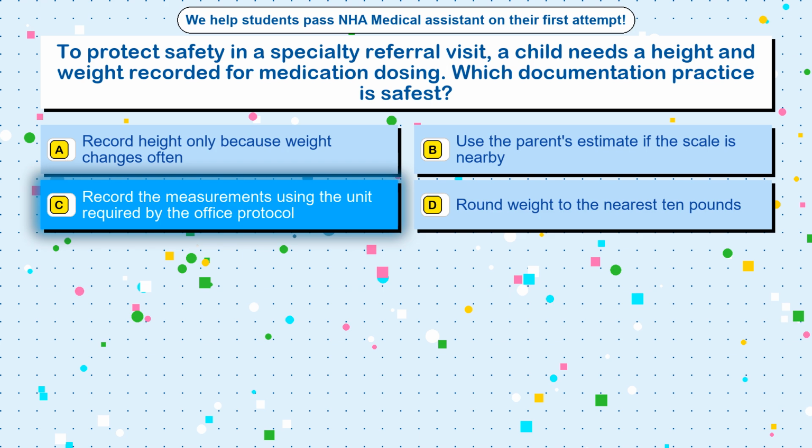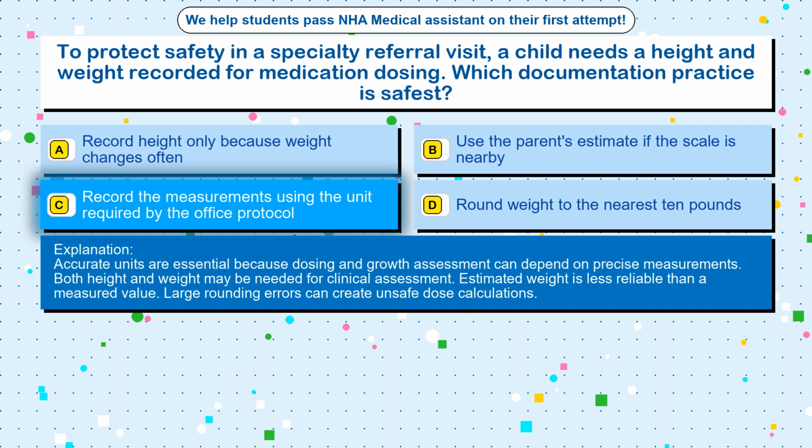Record the measurements using the unit required by the office protocol. Accurate units are essential because dosing and growth assessment can depend on precise measurements. Both height and weight may be needed for clinical assessment. Estimated weight is less reliable than a measured value. Large rounding errors can create unsafe dose calculations.